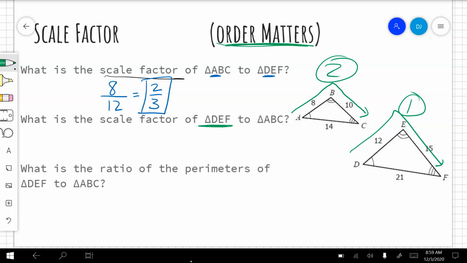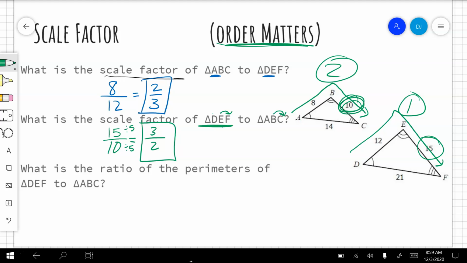When we talk about order, it does matter. So when I start off with this triangle, I can pick 15. The corresponding side, which is EF, the second to last, is BC right here. That gives us 15 divided by 10. What can I divide out of 15 and 10? I can divide out 5, and that simplifies down to 3/2. So my scale factor is 3 divided by 2.